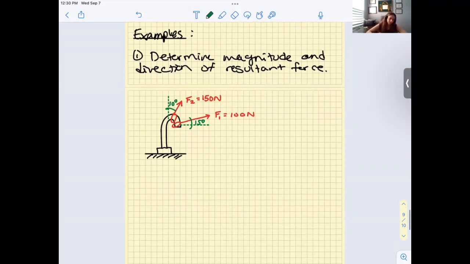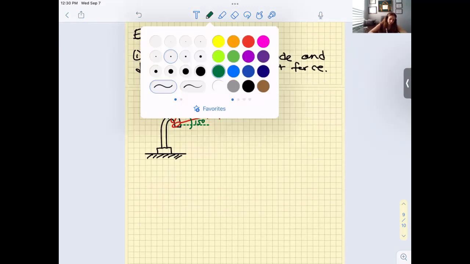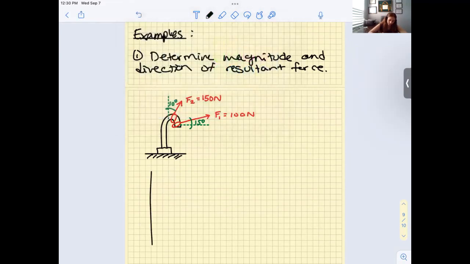So the way to add these vectors together is first by starting off with outlining your x and y axes. So let's just draw x and y to define our directions. You're going to draw F1 first, starting at the origin. Okay, F1 is 100 newtons, and it is in reference to that x-axis of 15 degrees.